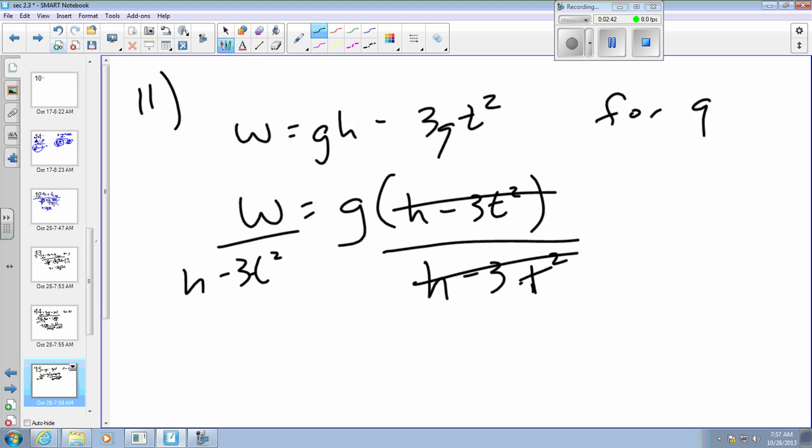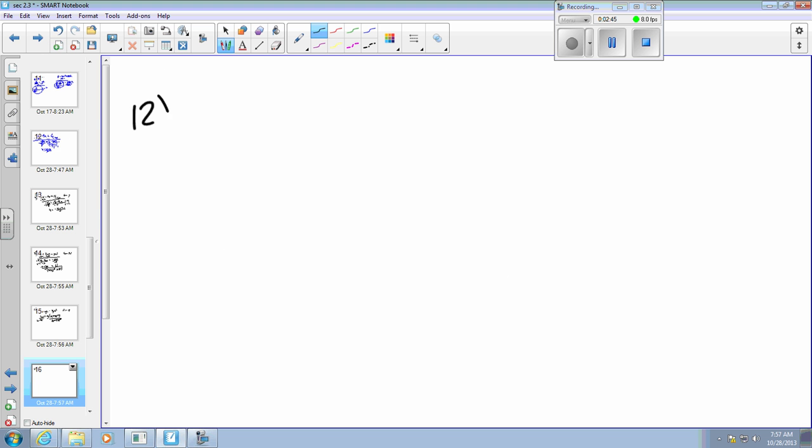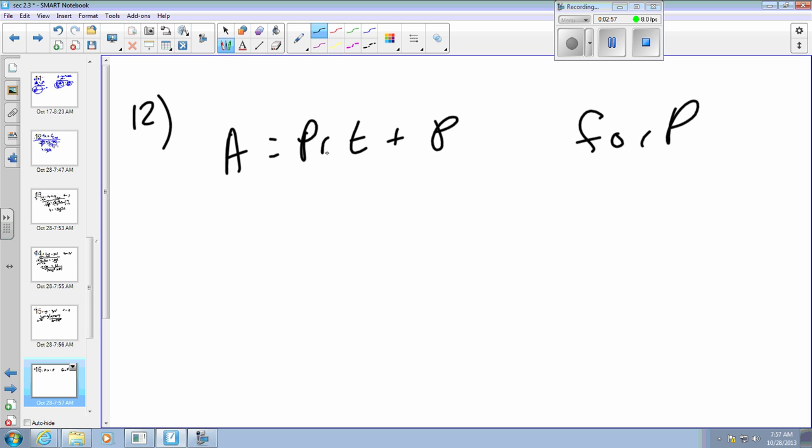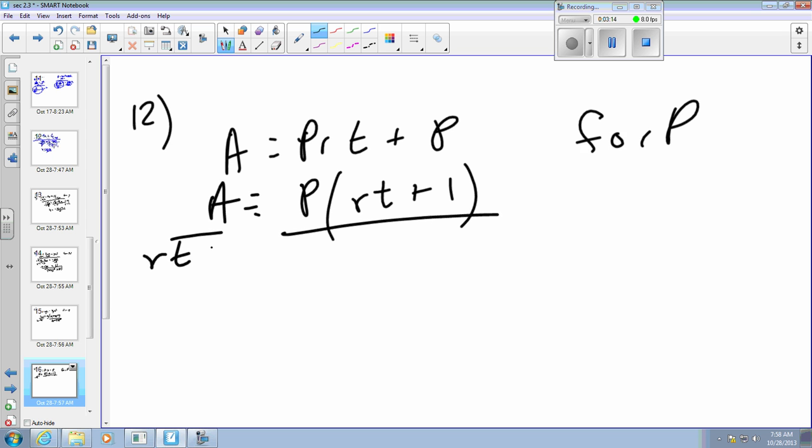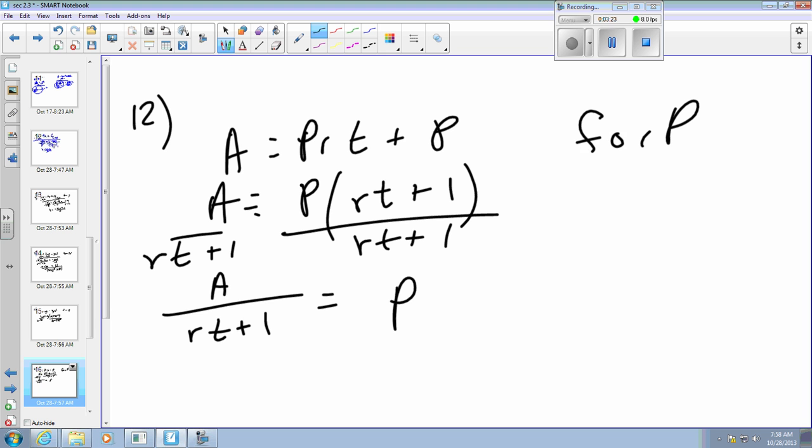Number 12. The equation that we're given is a equals prt plus p, and we're going to solve that for p. Again, if we have two p's in the equation, we're going to need to use the distributive property in reverse, factoring the p out of both of those, and I'm left with rt. P divided by p is 1. So I'm going to then divide both sides by rt plus 1 to get the p by itself, which leaves me with a over rt plus 1.